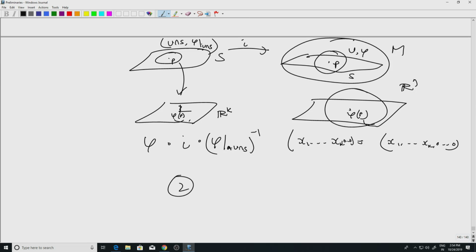Now here is an important thing, namely the tangent space. The good thing about submanifolds is that if p belongs to S, then I have a map from T_pS to T_pM, which is the derivative. I already said that this is an immersion, so it will follow that this map is injective.